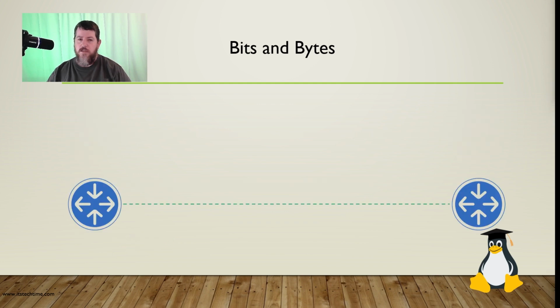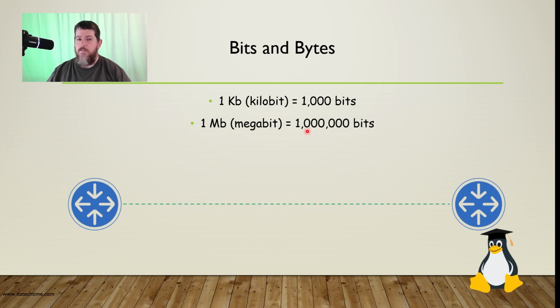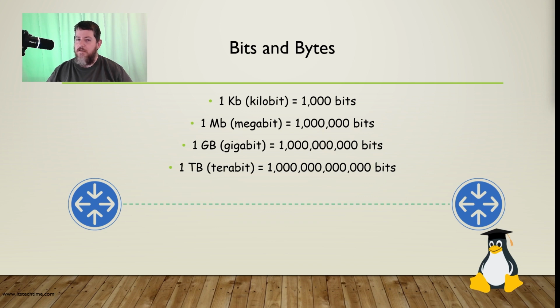So to review some of the speeds that are available that you may see on the CCNA, 1 kilobit is 1,000 bits, 1 megabit is 1,000,000 bits, 1 gigabit is 1 billion bits, and 1 terabit is 1 trillion bits. But you probably won't see anything that fast on the CCNA or even in the wild, although Ethernet standards are getting faster all the time.